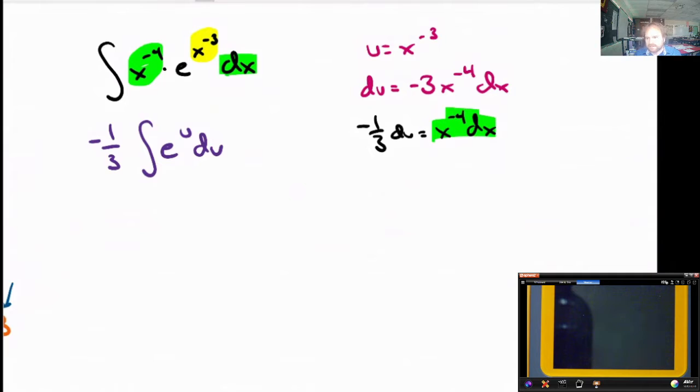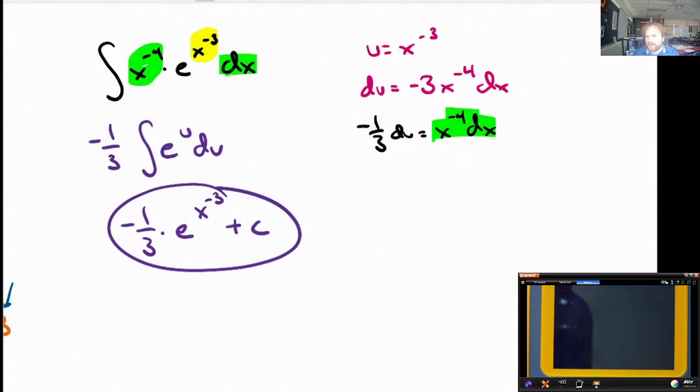And now it's a lot easier to deal with. The antiderivative of e to the u is just e to the u. So we'll have negative 1/3 times e to the x to the negative third power plus c, just by back substituting in the u from above. And I think that'll do it.